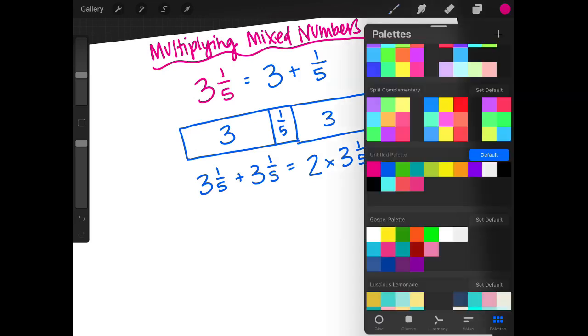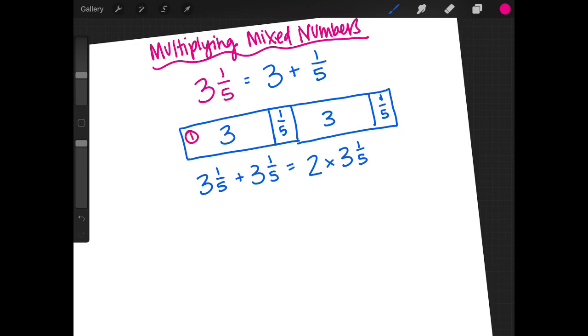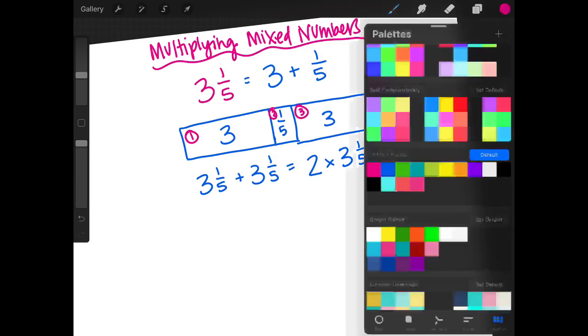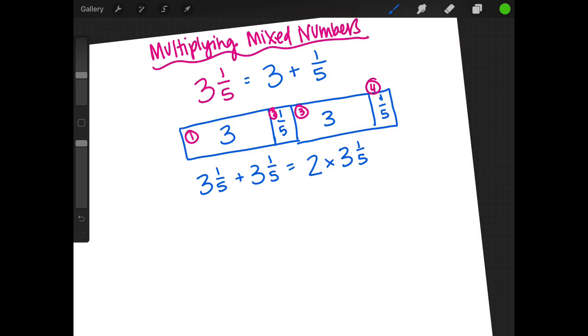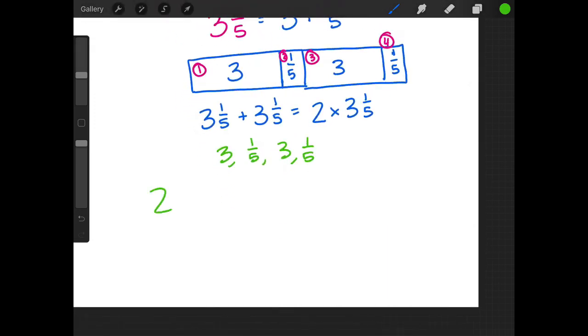Now, if you look here, I have 4 parts in my tape diagram. This is my first part, my second part, my third part, and my fourth part. So I end up having 2 3s and 2 5ths. So I've got a 3, a 1/5, and a 3, and a 1/5. So I could write 2 times 3 1/5 as 2 times 3, and I'm going to put that in parentheses, plus 2 times 1/5. Now I've broken it down into pieces that I can do.